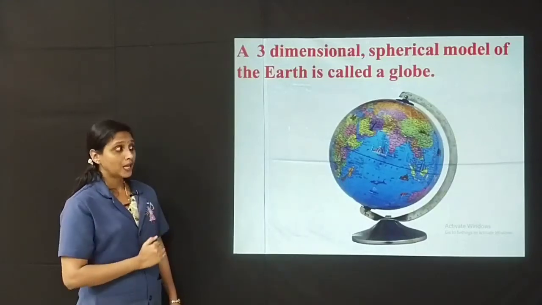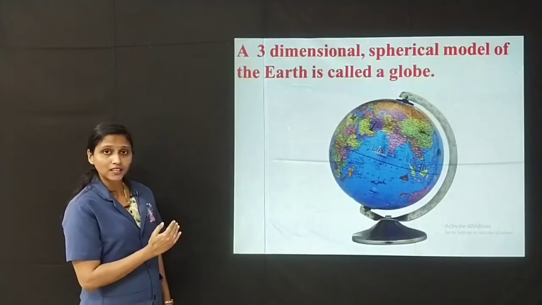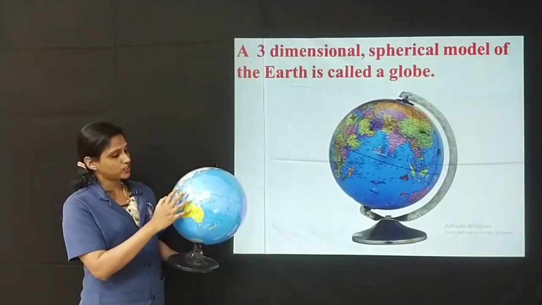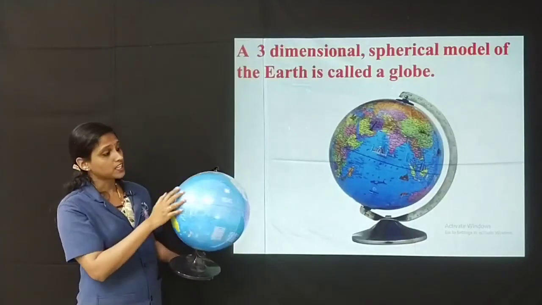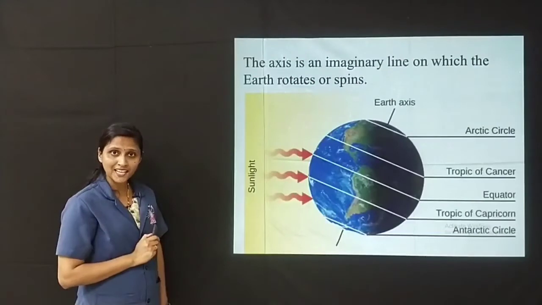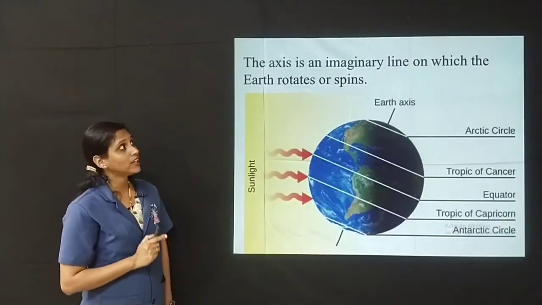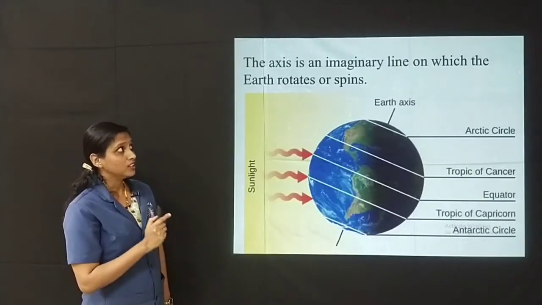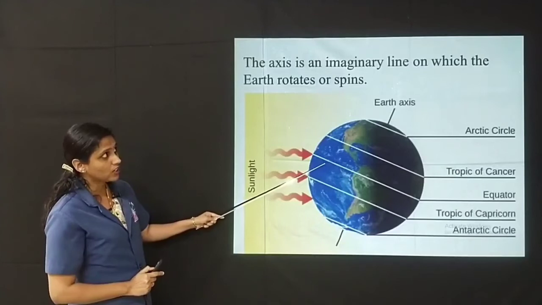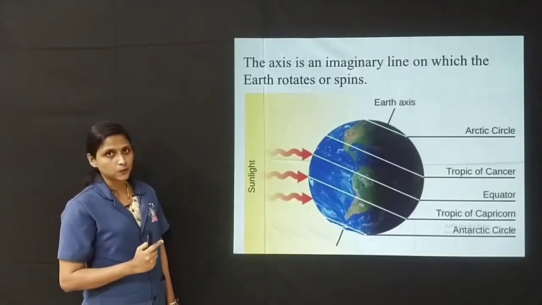A globe helps us to locate the places such as continents, countries, and oceans. Look here children, globe can spin on its own axis. What do you mean by axis? The axis is an imaginary line on which the earth rotates or spins. Okay? It is an imaginary line on which earth rotates or spins.